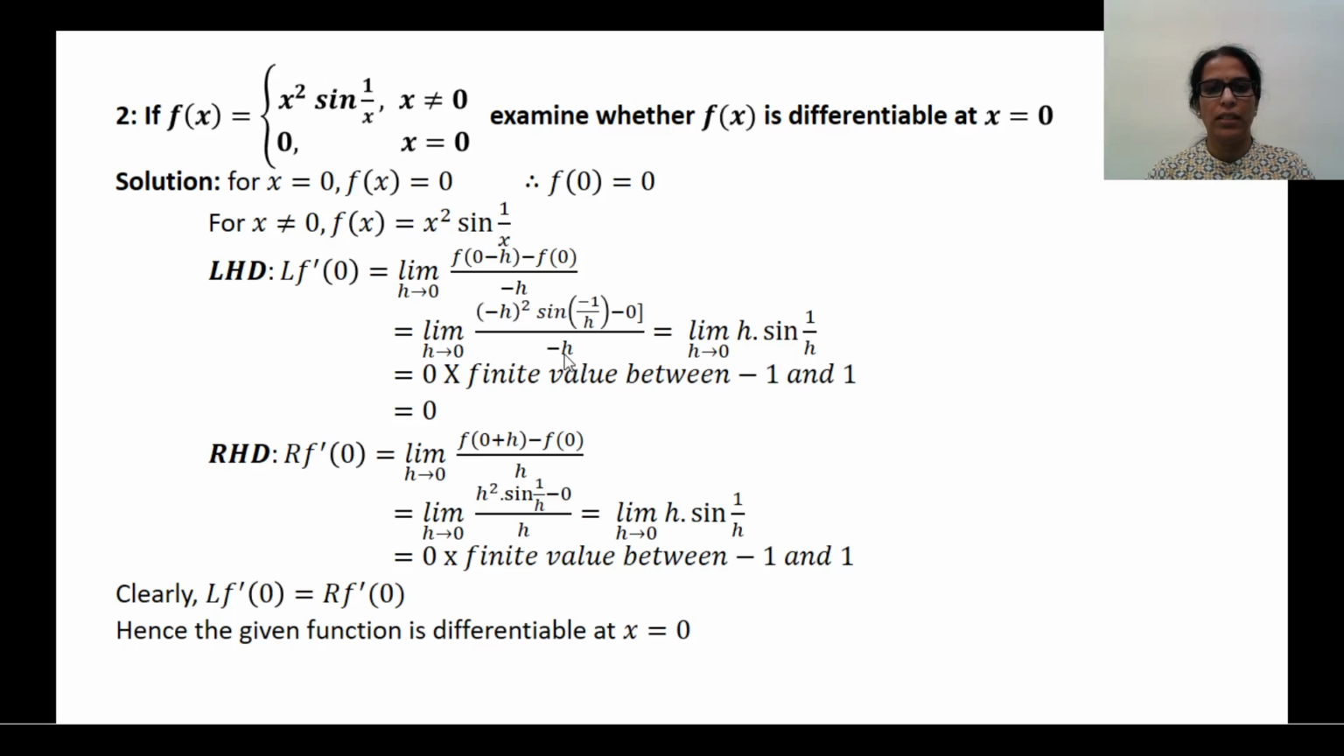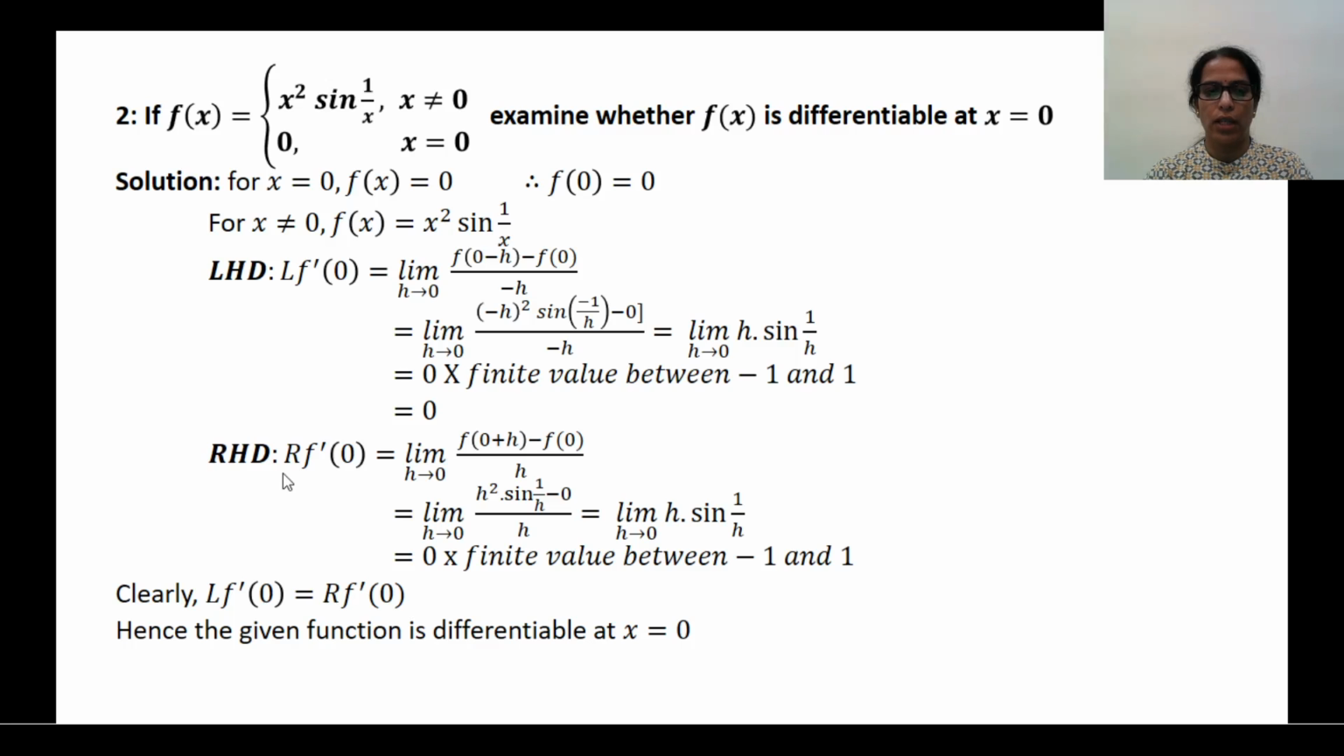Now simplify this, minus h whole square is h square, one h will get cancelled, so you are left with limit h tends to 0, h into sine 1 by h. If you apply the limit for this, this will be 0, but sine value will take a finite value between minus 1 and 1. So therefore 0 into finite value equal to 0. So we got the left hand derivative as 0.